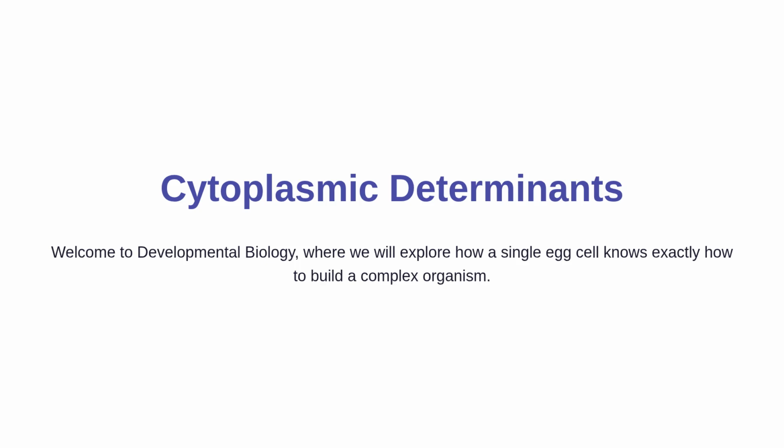Welcome to Developmental Biology. Today, we are going to explore one of the most fascinating questions in science. How does a single, seemingly uniform egg cell know exactly how to build a complex three-dimensional organism with a head, a tail, a back, and a belly? The answer lies in a remarkable mechanism called cytoplasmic determinants. By the end of this video, you will understand not just the biology behind this process, but also the mathematics that governs it.